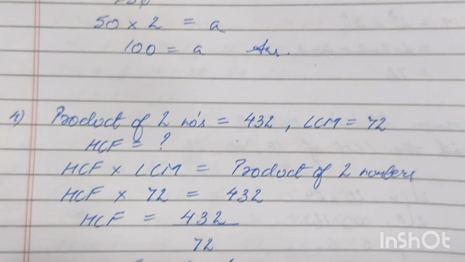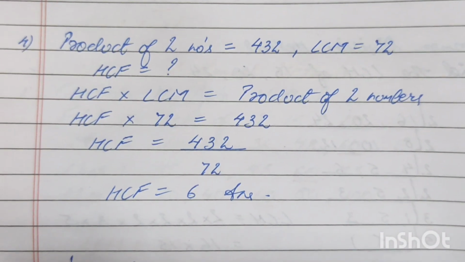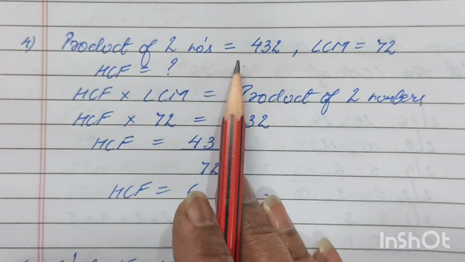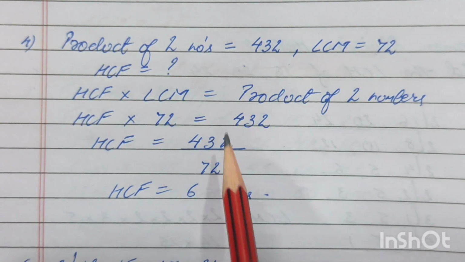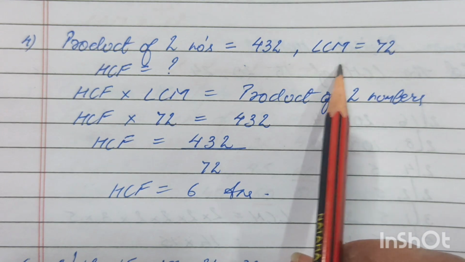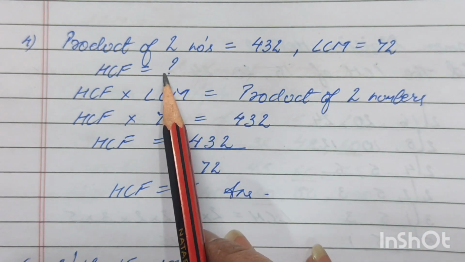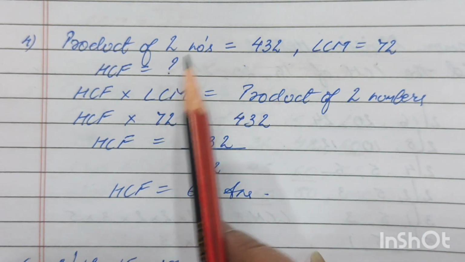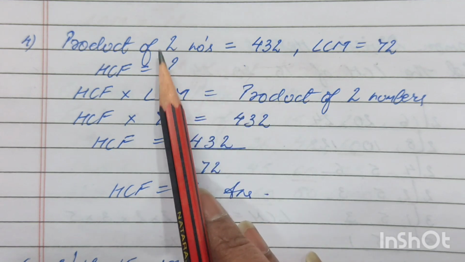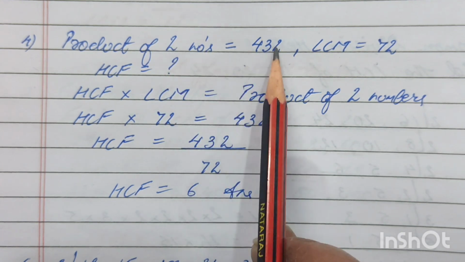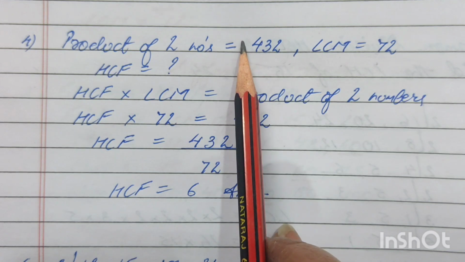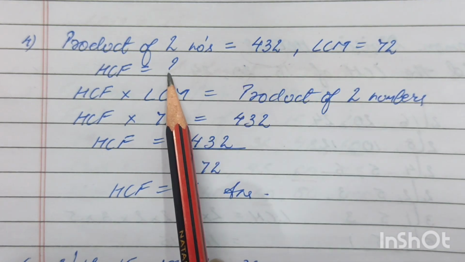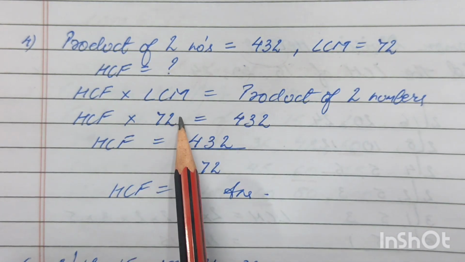Now similarly we are going to do the fourth question, children, which says that the product of the two numbers is 432, right? And the LCM of these two numbers is 72. You have to find the HCF. Now over here they have not given the two numbers separately, but they have given us the product exactly. And the LCM is given, HCF is required. Again, we are going to make use of the formula.